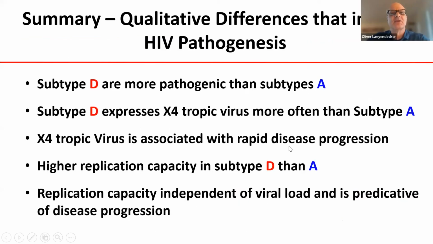All right. So the summary of qualitative differences that impact HIV pathogenesis. Subtype D is more pathogenic than A. D expresses more X4 tropic virus than A. X4 tropic virus is associated with rapid disease progression. And higher replication capacity is seen in subtype D than A, and that replication capacity seems to be independent of viral load as predictive of disease progression.